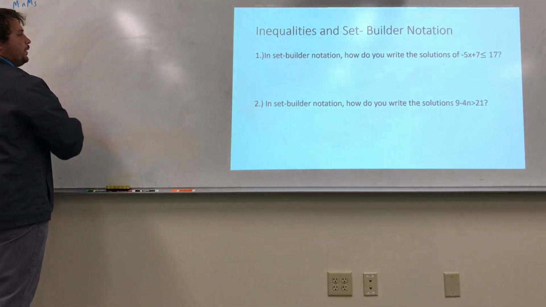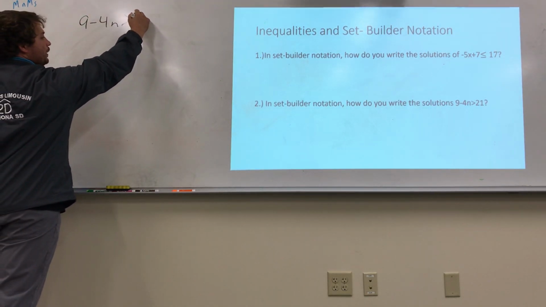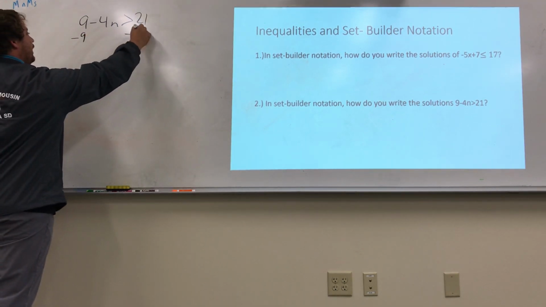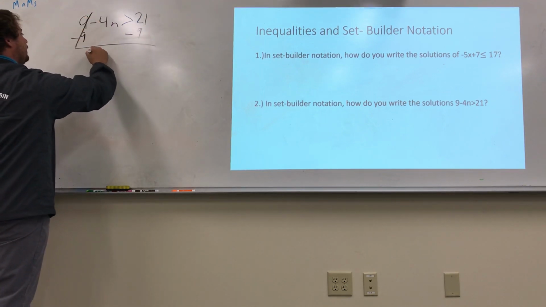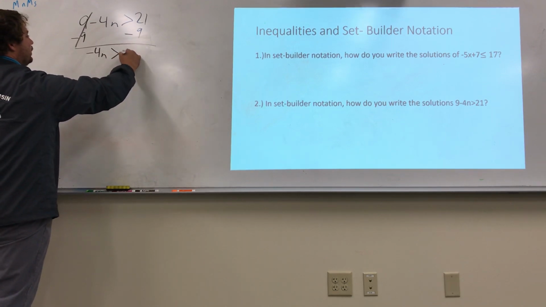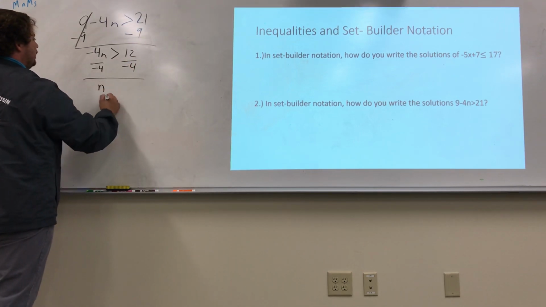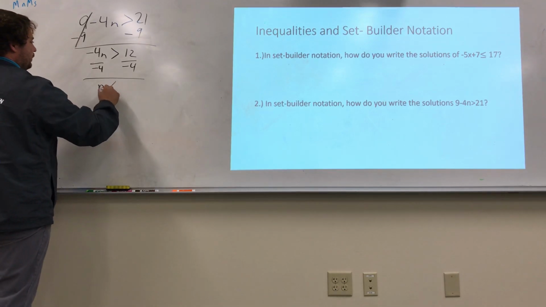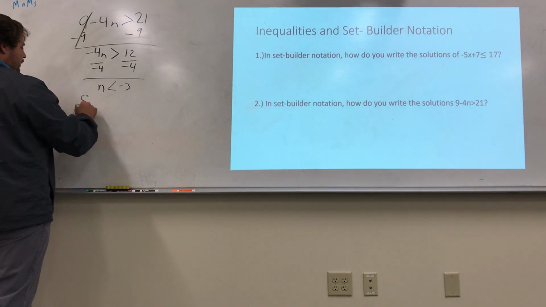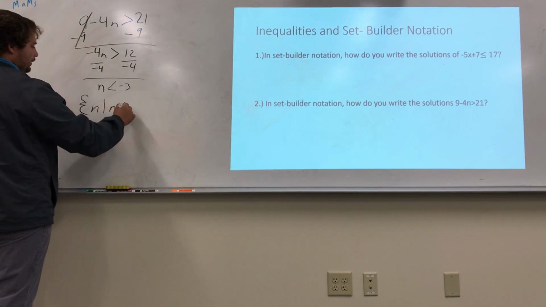Now doing the last one. You have 9 minus 4n is greater than 21. So, subtract 9 from both sides. Negative 4n is greater than 12. Divide by negative 4. Okay, we divided by a negative, so we have to flip the sign. n is going to be less than negative 3. So we have now n is an element of n is less than negative 3.